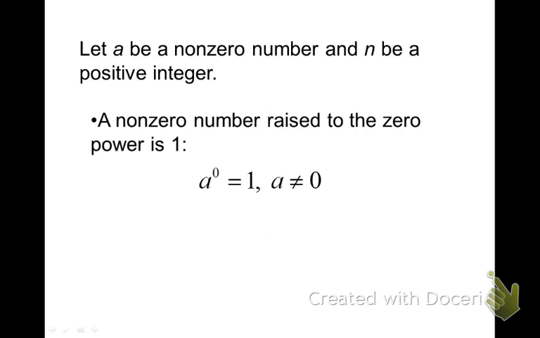And I like to say, if we're going to memorize this rule, anything to the 0 power is 1. Obviously, you can't say 0 to the 0 power is 1, so a can't be equal to 0, but anything to the 0 power is 1.